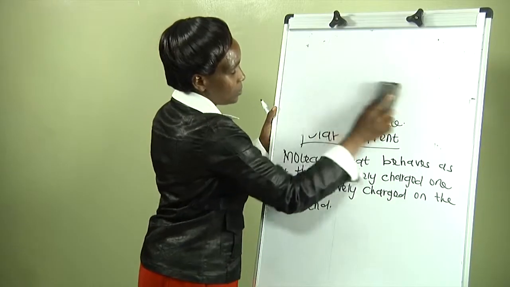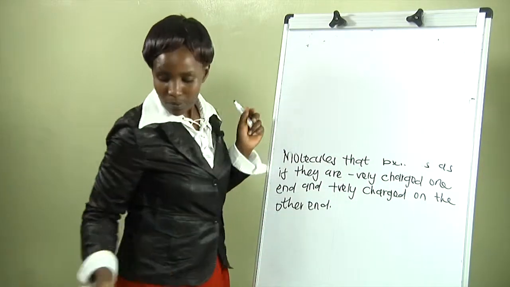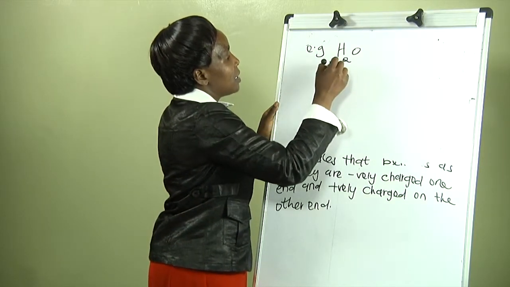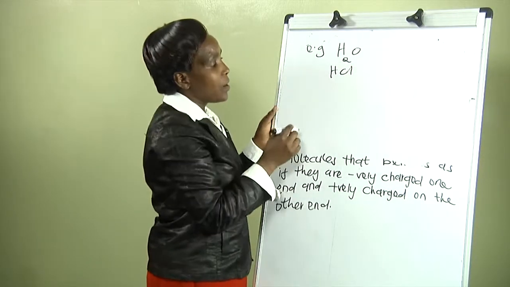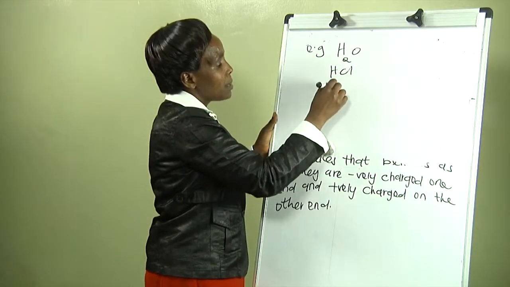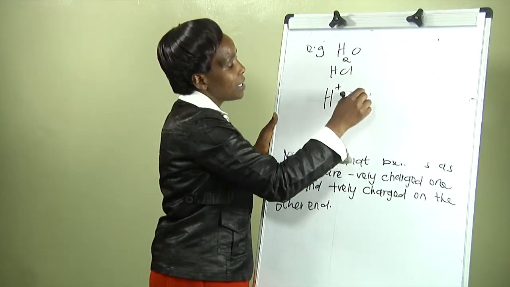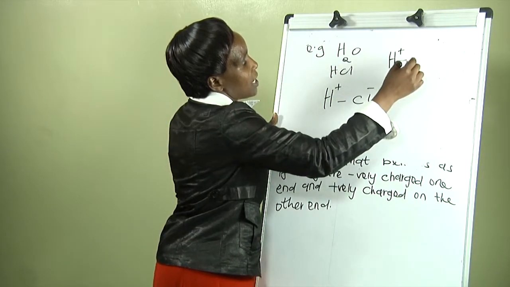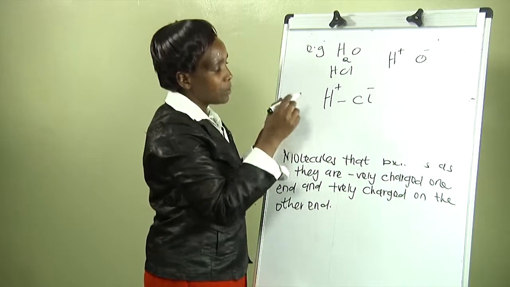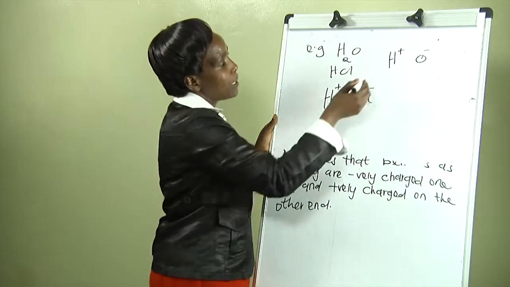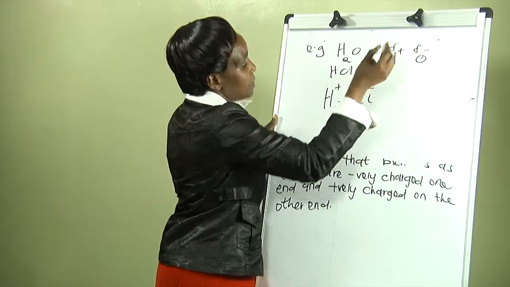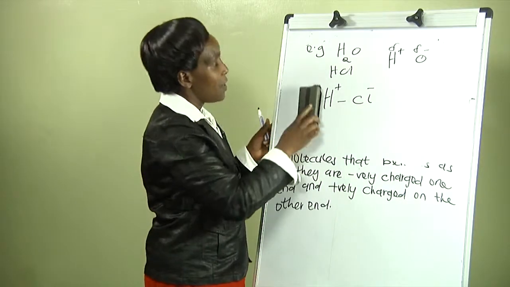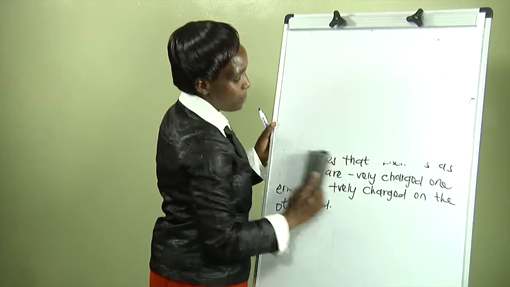For example, you are having water or HCl. Now in HCl, hydrogen will be positively charged and the chloride part will be negatively charged. If we are talking of water, hydrogen will be positively charged and the oxygen will be negatively charged. In fact, we normally write that one as a partial positive, and the other one partial negative, and so on. So if one is behaving that one side is positive and the other one is negative, then we are saying that that is an example of a polar solvent.